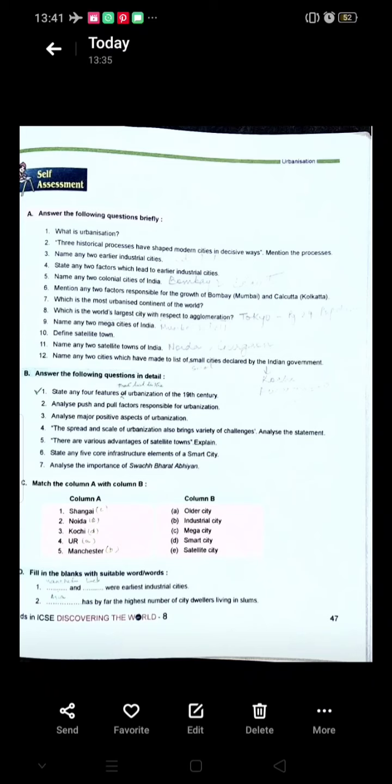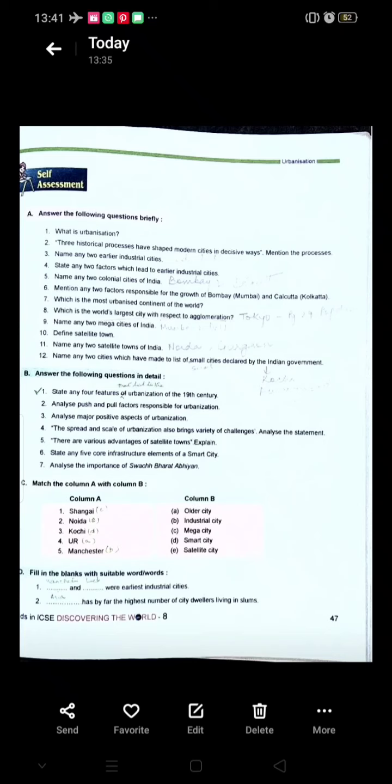So before we start, let me tell you, in our previous session we had discussed the short questions on page 47, and today we are going to discuss the questions in detail on page 47 and other exercises. Okay. So let's get started. Our first question, questions in detail.